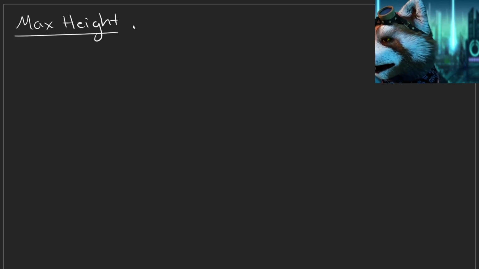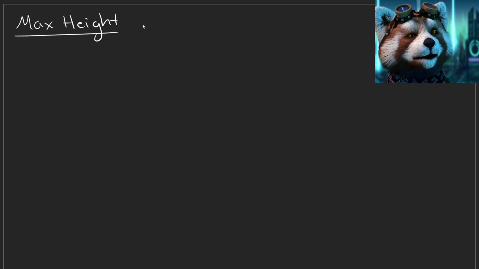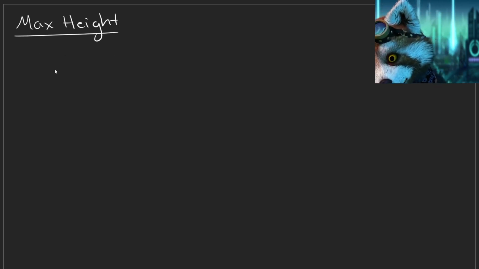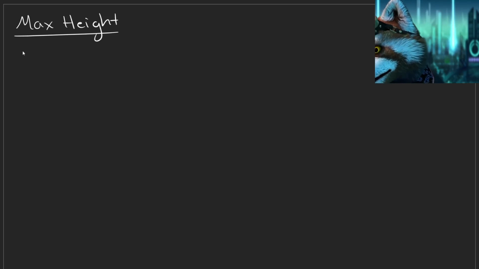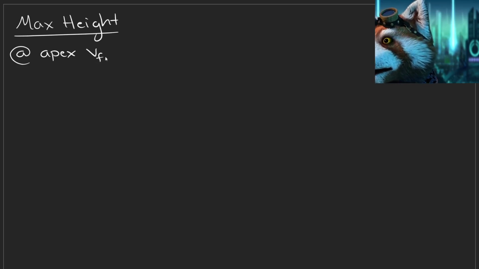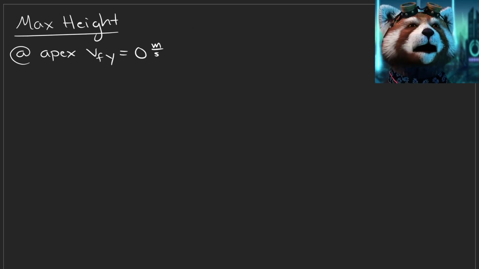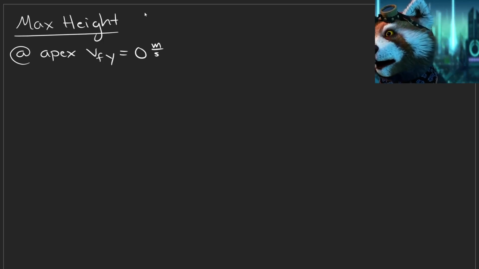How high does this thing go? Or what is the vertical position of the apex? I'll probably just say find the max height. So, what are our apex conditions? At the apex, the velocity final in the y direction must be 0 meters per second, or else that wouldn't be the apex. Cool.